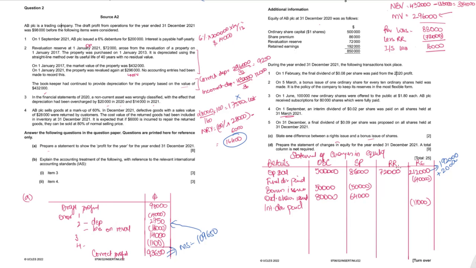Now, if you see, the opening balance of revaluation reserve is 70,000, but what did we do? We used it to write off the loss. So revaluation loss 72,000, and then the profit for the year will also be recorded here. As per our answer to part A, correct profit 93,650.